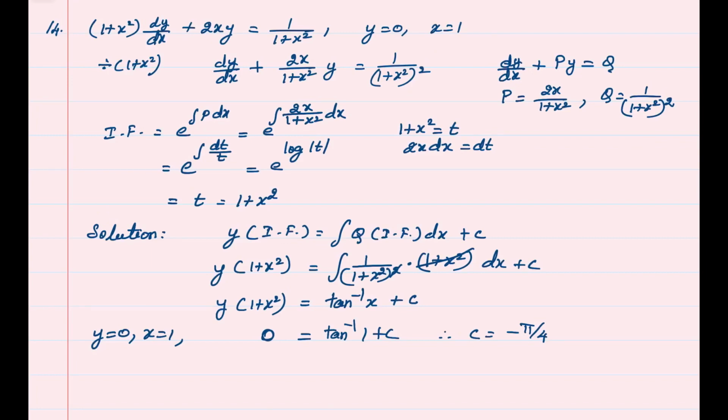Let us substitute this value of c in the general solution to get the particular solution. Therefore, y times 1 plus x square equal to tan inverse of x minus pi by 4.